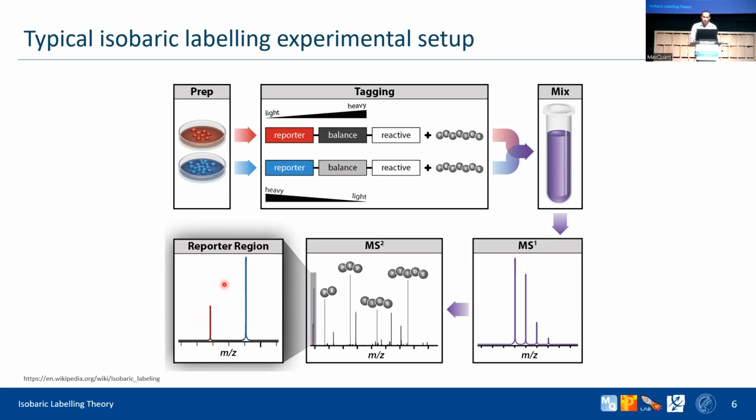Just another reminder, this is different from the other quantification that we do, for example, in DDA, where we use the MS1 signal, which is usually 5 to 50 times higher than the MS2 signal. But the MS2 spectra is, of course, cleaner in a sense. It has less noise in it, and we might want to take advantage of that.